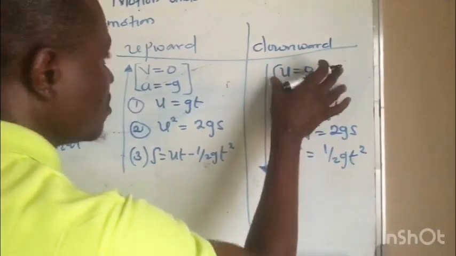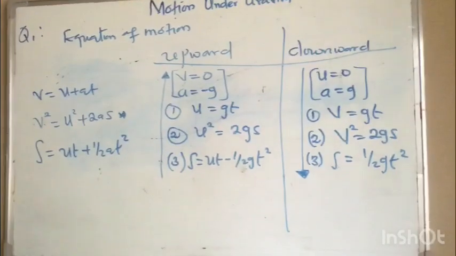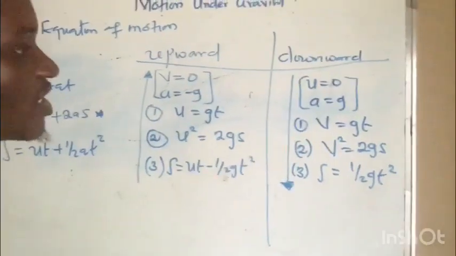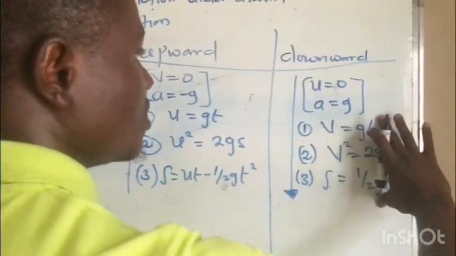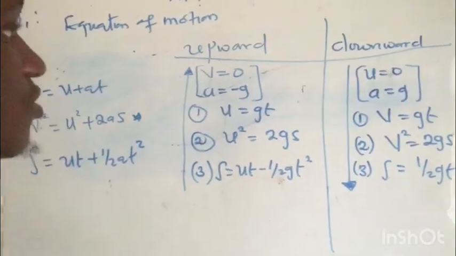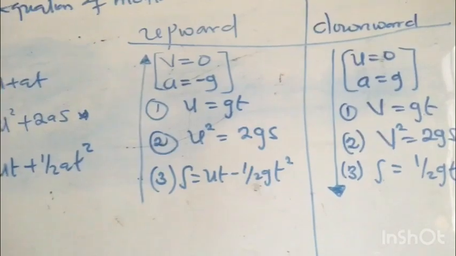If you substitute this into these three equations, that means for every upward motion, these are the equations that hold. And for every downward motion, these are the equations that hold. Now, having known this concept, we can go back to the question and answer that question.